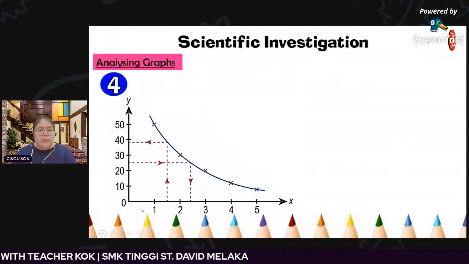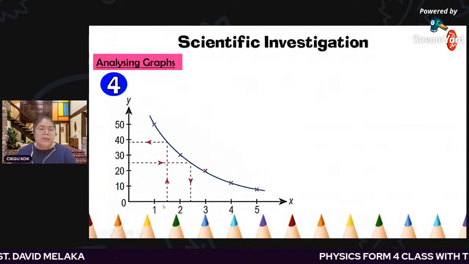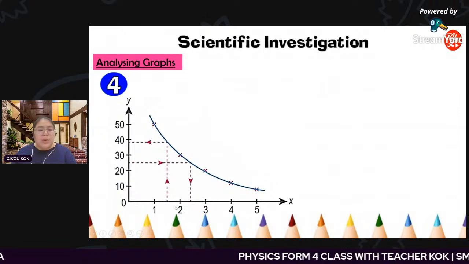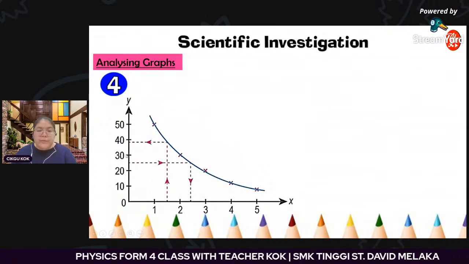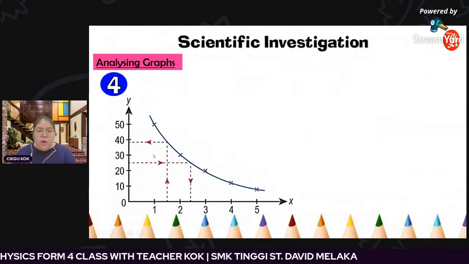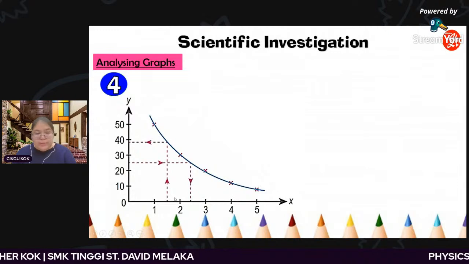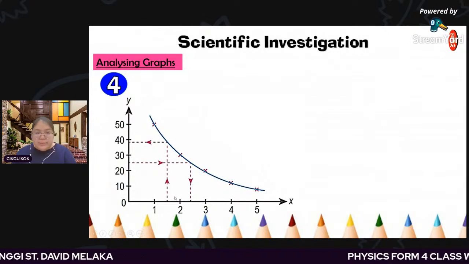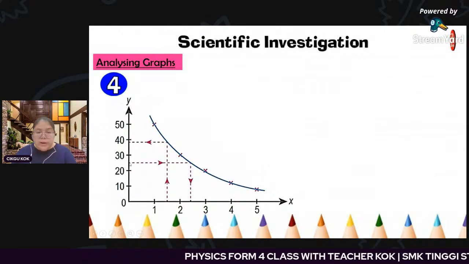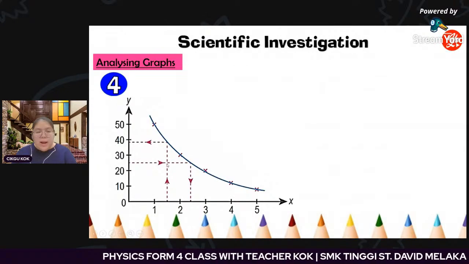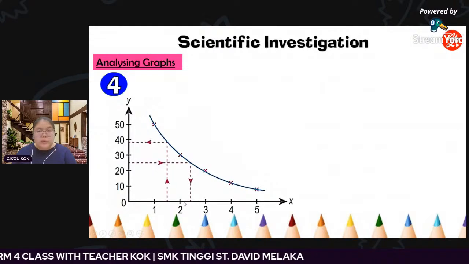Okay, the next one, we have a graph that is a curve. When the graph is a curve, if the question says, now I want to check when y is 30, what's the reading for the x? You need to draw the line until it touches the graph, then you go downwards, then you read. Okay, this one is analyzing. When 25, what's the reading for the x? Then you need to draw the line until you touch the graph, then you go down. Then you read what the reading is.